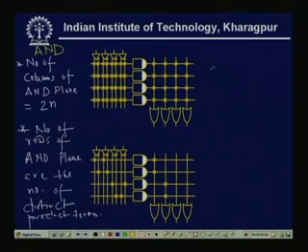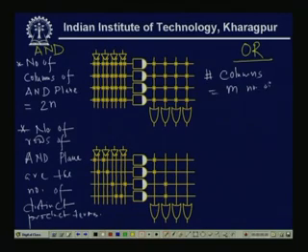For my OR plane, the number of columns is the number of outputs, say m outputs. The number of rows is the same, the distinct number of product terms. So, these are the same.